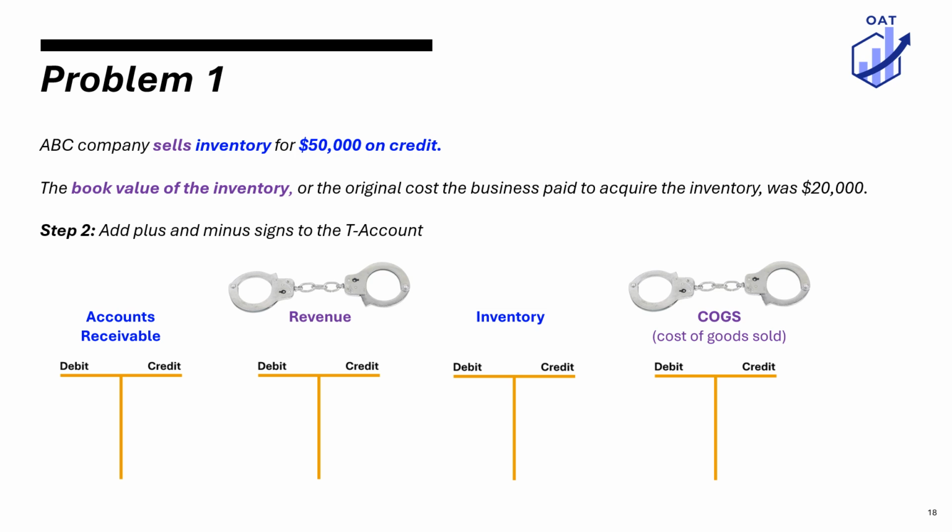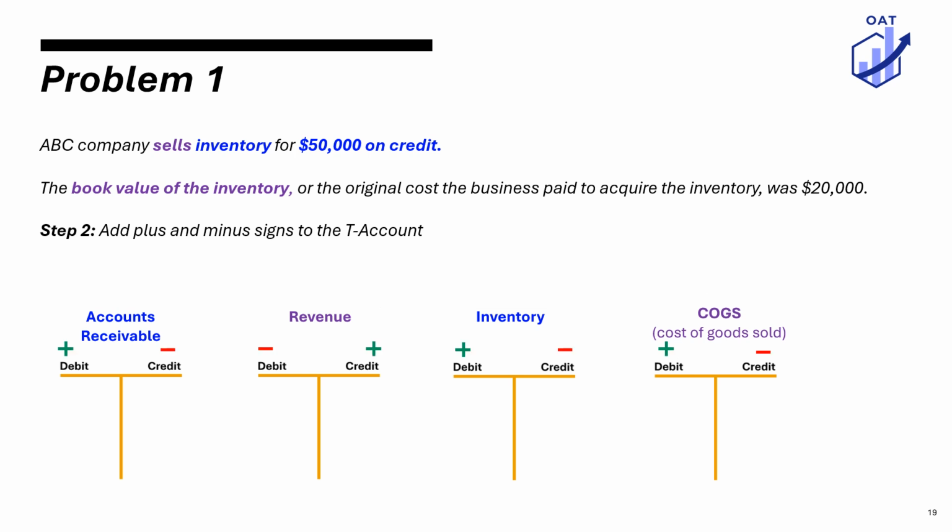Great job. Now it is time to assign the normal balances for each account by adding the plus and the minus signs. Accounts receivable and inventory are both assets. Therefore, they increase with a debit.